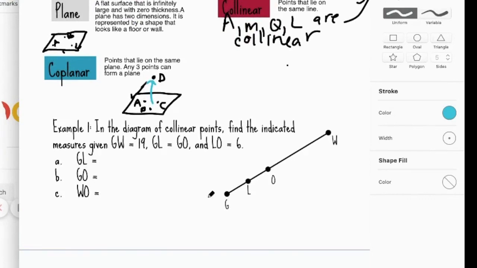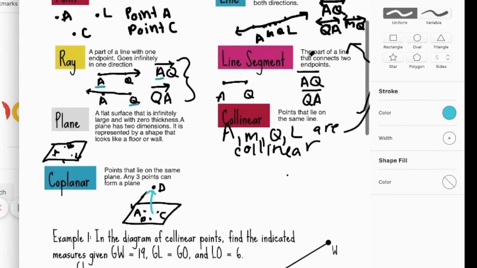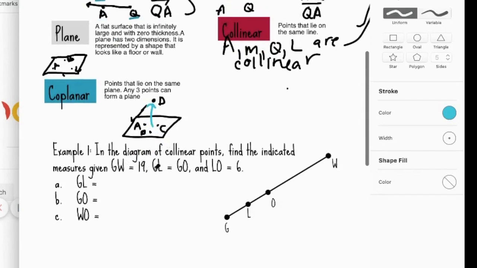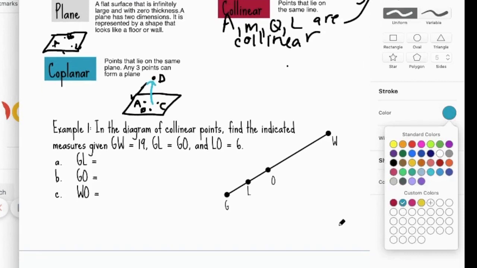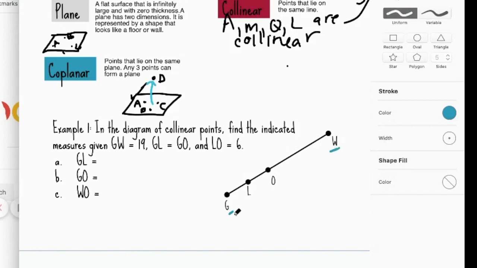So it says in the diagram of collinear points, find the indicated measures. So anytime you're saying something's measure, we drop all of this notation because we're saying what number it would equal, and this is just its name, AQ, line segment AQ. If I'm giving you its measure, I'm telling you what it equals when you measure it. So it's different than its name. So they're telling us in this particular problem that GW measures 19. So if I look, G is here, W is here. So the length between them, and I always like to draw it like this on the outside, would be 19.